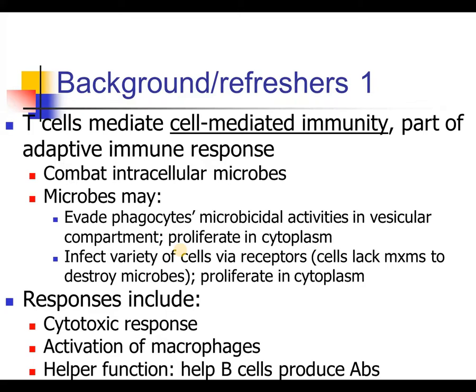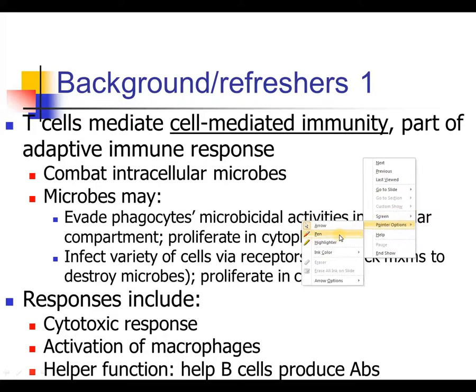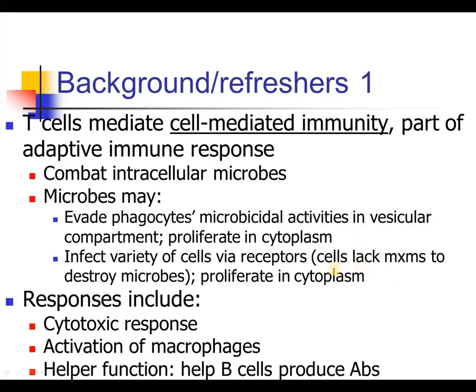The microbes might be things that have evaded phagocytes' microbicidal activities. They could be found in the vesicular compartment. They can proliferate in the cytoplasm. They may have come in from the extracellular environment, but they're associated with cells now. And they can infect a variety of cells via their receptors, and the cells are going to lack mechanisms, in this case, to destroy the microbes that proliferate in the cytoplasm. So, for example, a virus that infects the liver.